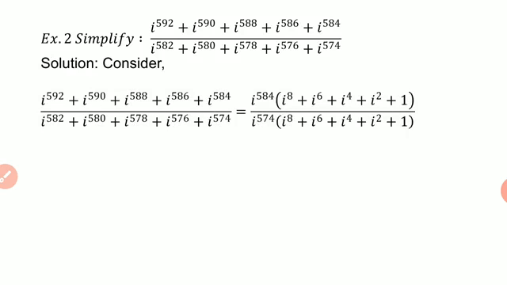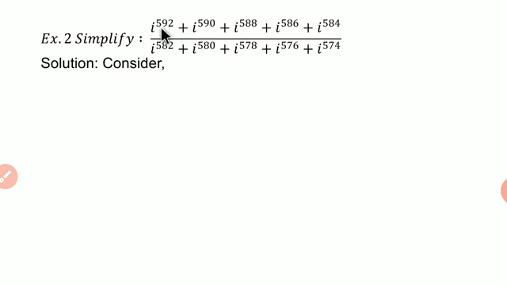Now see the next example, example number 2. It is simplify: i raised to 592 plus i raised to 590 plus i raised to 588 plus i raised to 586 plus i raised to 584, whole divided by i raised to 582 plus i raised to 580 plus i raised to 578 plus i raised to 576 plus i raised to 574. Now we have to simplify this.